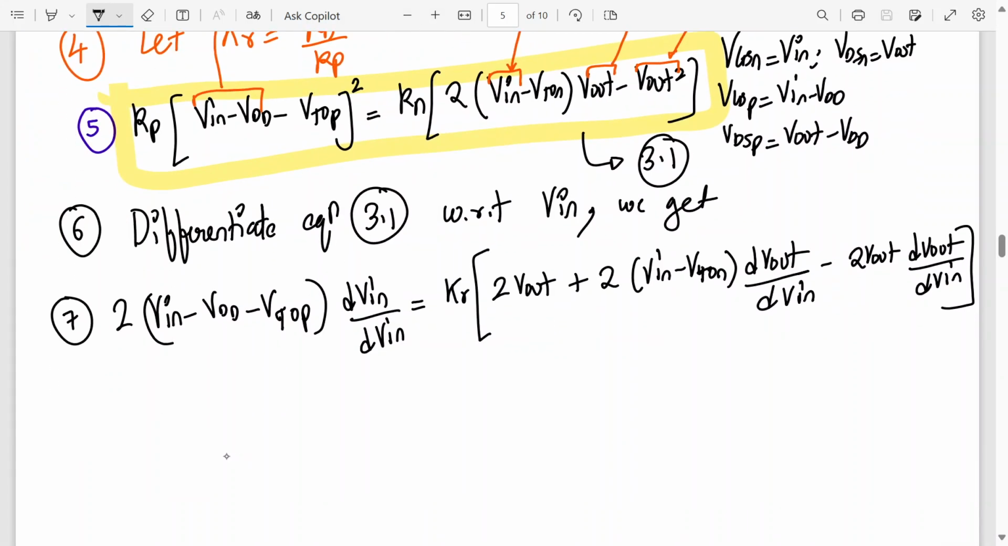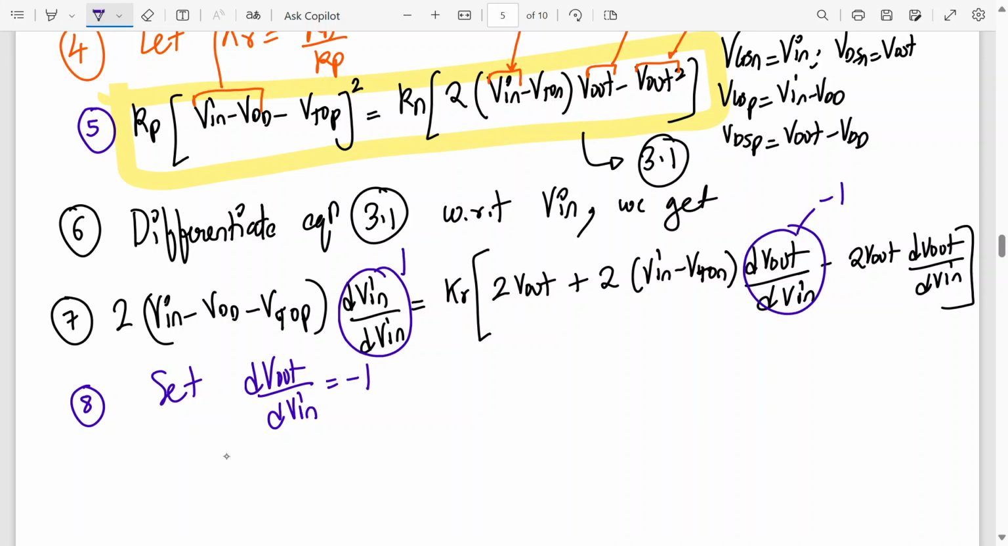And the next step, what do we do? Can you tell me? We'll set dV out by dV in term as -1. So this will be 1, this will become -1, this will become -1. So let's do that. So twice and twice, 2 here from here common, 2 here will get cancelled. Let me not cancel it over here.